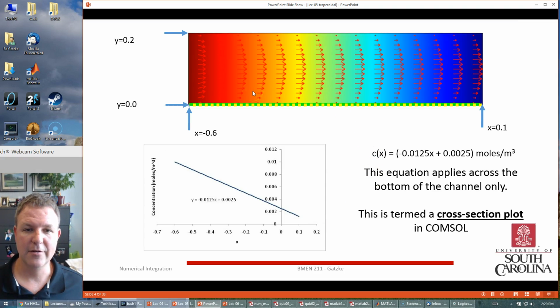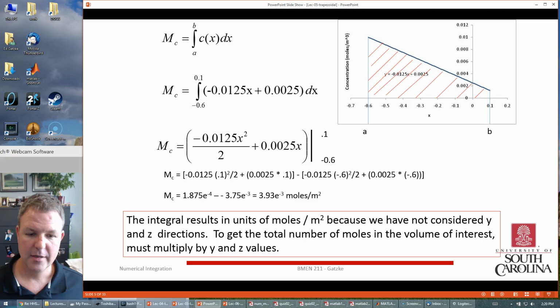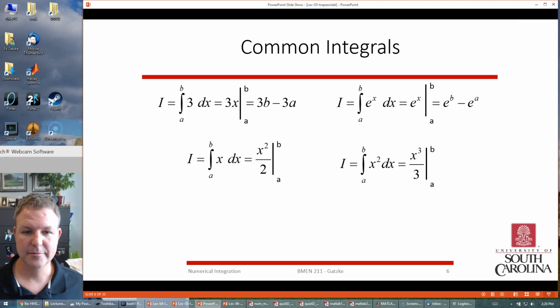Think about a rectangular tube in 3 dimensions, where it goes up in the z-axis as well. So you'd have to know the total area to find the total amount of moles. You'd have to multiply by the area of interest. So you'd have to know the y values and the z values to figure out the total amount of moles.